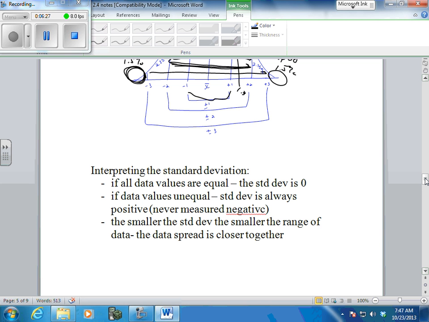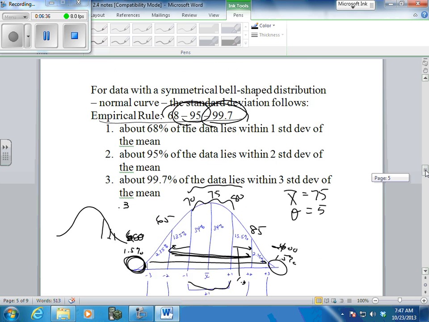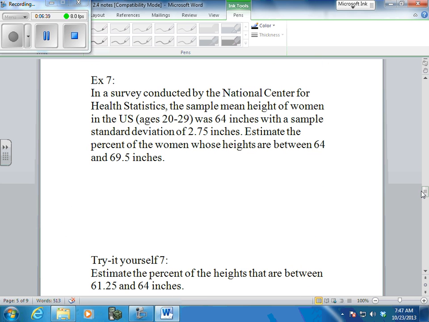All right, so now, when we look at your standard deviation table, remember that the 0 is in the middle of your standard deviation. So then we're going to take a look at how we exactly use the standard deviation chart, and we're going to look at this first before we get into your formula. Example 7 says, in a survey conducted by the National Center for Health Statistics, the sample mean height of women in the U.S. ages 20 to 29 was 64 inches with a sample standard deviation of 2.75. So you pull out your information.